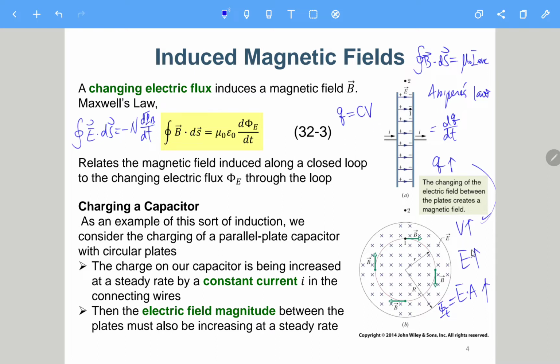And then E equals V over d, so this is increased linearly, this is also increased linearly. And then phi E equals EA, so this one increased linearly, this one is also increased linearly. Okay, so here we come up with that phi E is also increasing linearly. So when we take the time derivative, it is a positive constant, and then it makes this one also a positive constant.